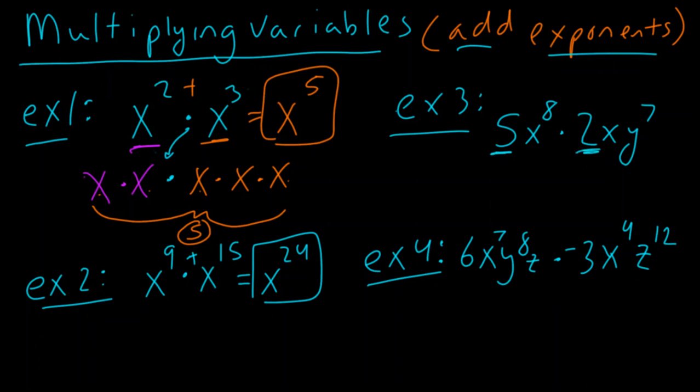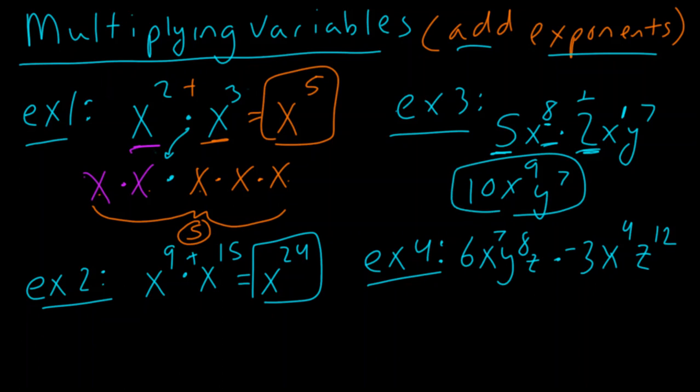So, we have 5 times 2, which is, of course, 10. X. And notice my x here is an 8, my x here is a 1, so when I add them, 8 plus 1 will give me x to the power of 9. Lastly, there's no y here, so we just go ahead and copy down that y to the 7 over there.